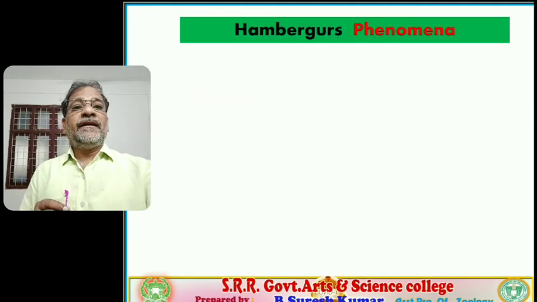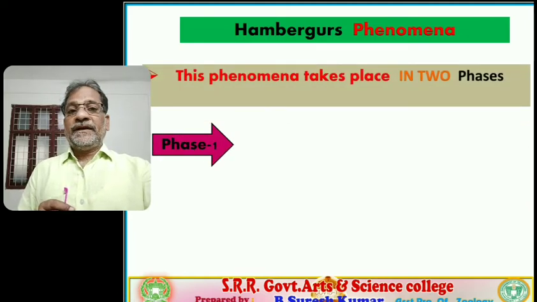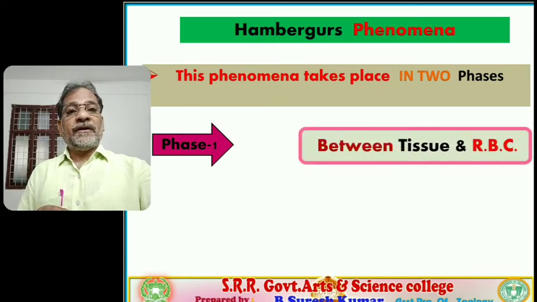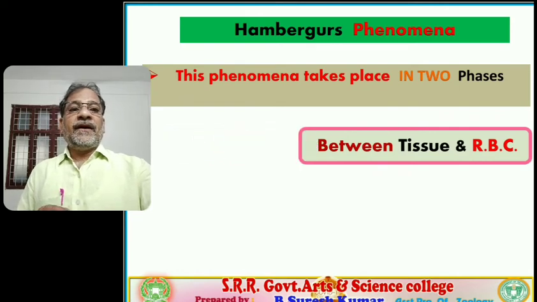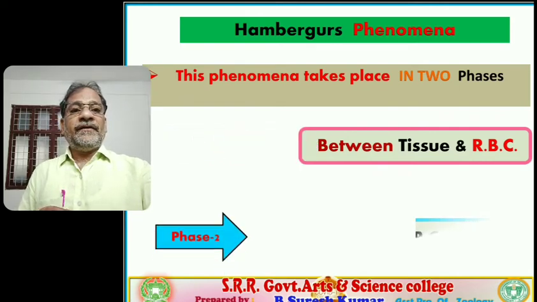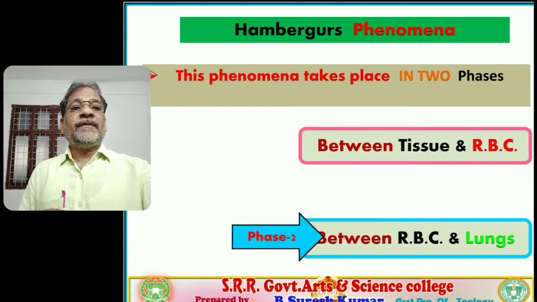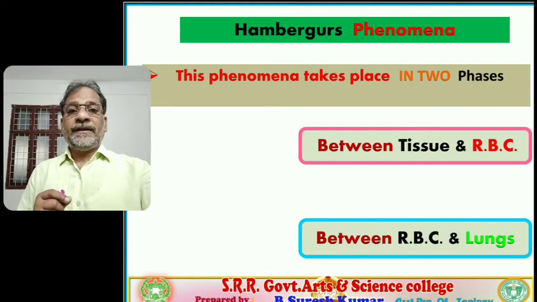Let us see in detail. This phenomenon takes place in two phases. The first phase extends between tissue and RBC, and the second phase extends between RBC and alveoli. So two sites are required for this phenomenon. What are the locations? The first phase is between tissue and RBC. The second phase is between RBC and lungs. Let us discuss the first phase.